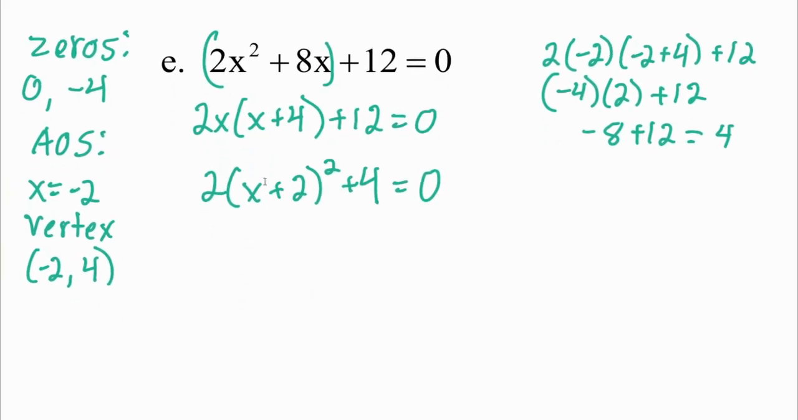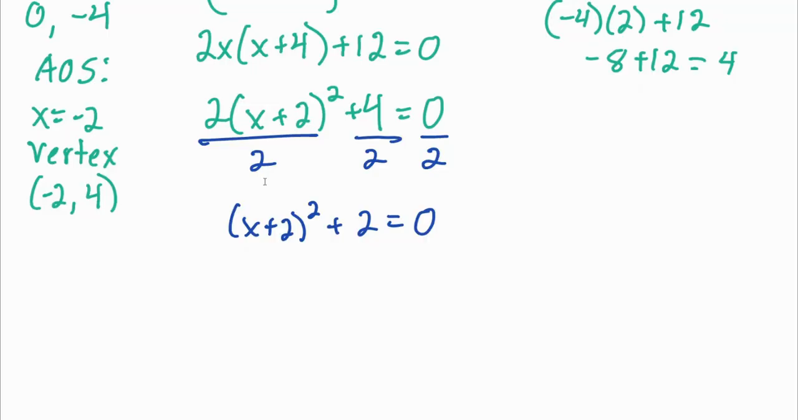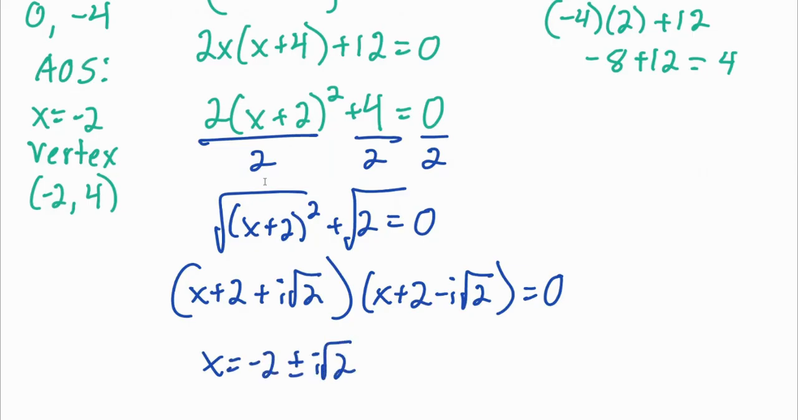So now to solve this, first thing I got to do is divide everything by 2. So that'll give me x plus 2 squared plus 2 equals 0. Again, all that plus does is it means we're going to include i. So we still do the difference of squares. We do x plus 2 plus i root 2, and x plus 2 minus i root 2. So my answer will be negative 2 plus or minus i root 2.